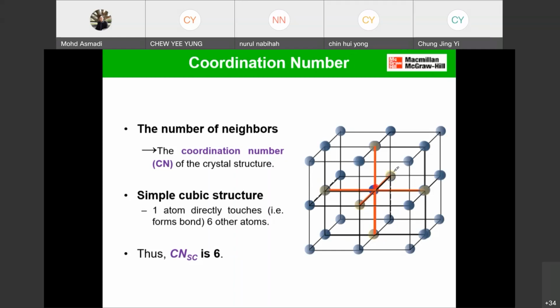So this atom: 1, 2, 3, 1, 2, 3, 4, 5, and 6. This one touches. This one does not touch, right? This direction does not touch. So the coordination number for the simple cubic is 6. This is one unit cell, for the cubic structure.